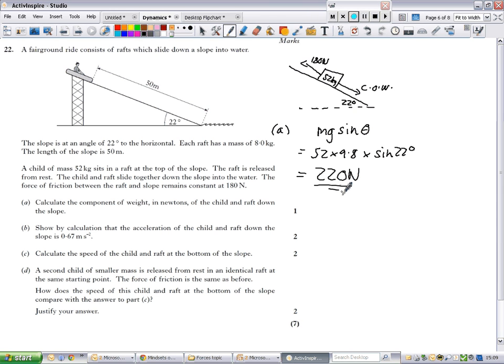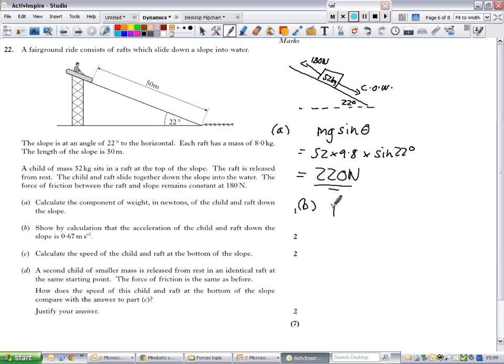B, show by calculation that the acceleration of the child in the raft down the slope is 0.67 meters per second squared. In the last two questions we didn't have to think about friction because it was negligible. Here, there is a force of friction, so that's going to affect your unbalanced force in the forward direction, so that's going to affect your acceleration.